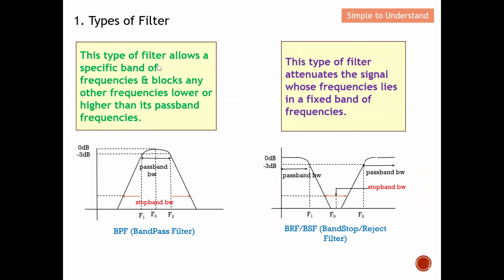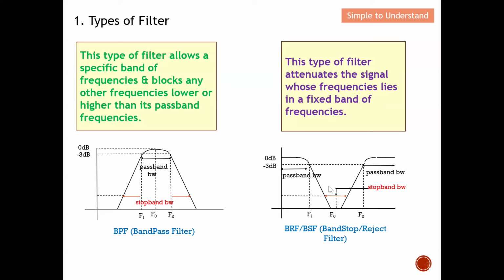The next one will be the band pass filter. This type of filter allows a specific band of frequency and blocks any other frequency lower or higher than its pass band. This is the frequency response for a band pass filter. From here you can see that we specify the band, which is F1 to F2. So the band F1 to F2 will be able to pass and the rest will be rejected. We specified the band to pass and the rest is rejected. Hence, this is known as a band pass filter.